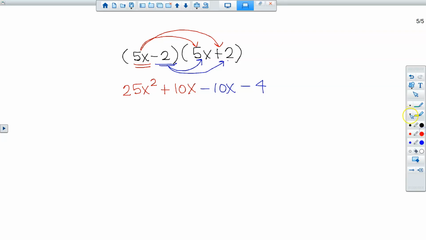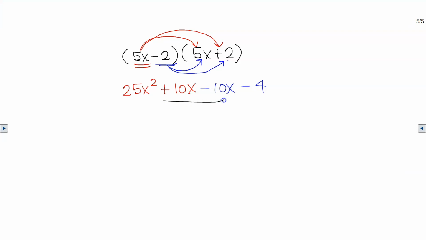Now, once all of that multiplying is done, check for like terms, which we have right here in the middle. This time, notice what happens though. Your positive 10x and your negative 10x are going to cancel each other out.